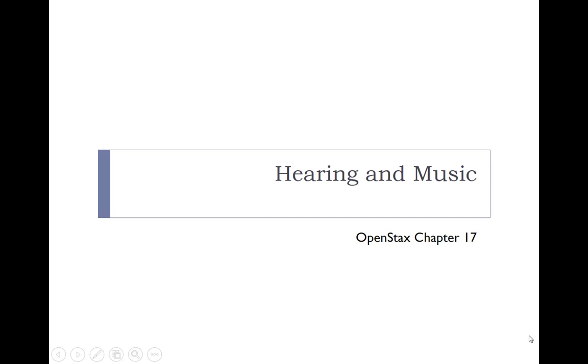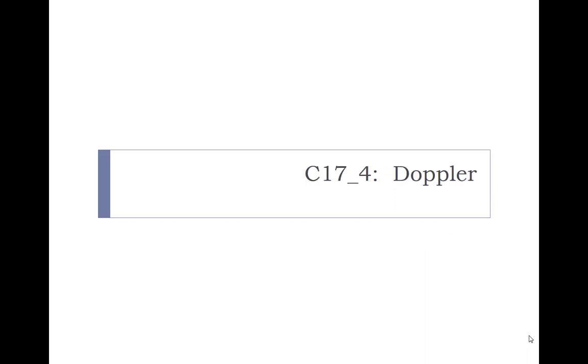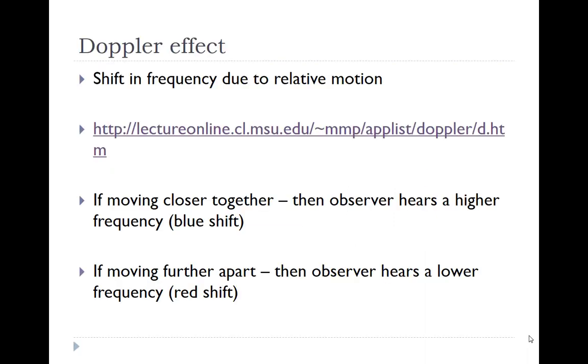Welcome to Chapter 17 on Hearing and Music. This is Section 4 on the Doppler effect. The Doppler effect is a shift in frequency due to relative motion between the source of the frequency and the observer. The Doppler effect is the cause of the kind of characteristic sound you hear for racing cars.